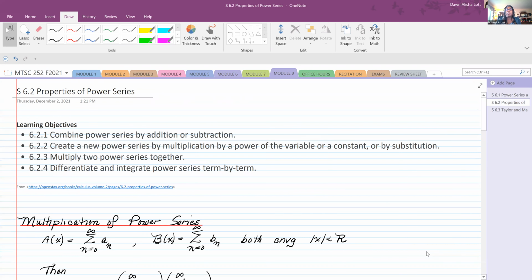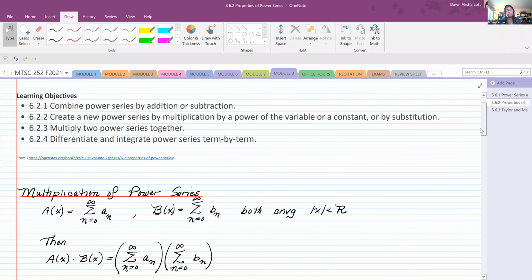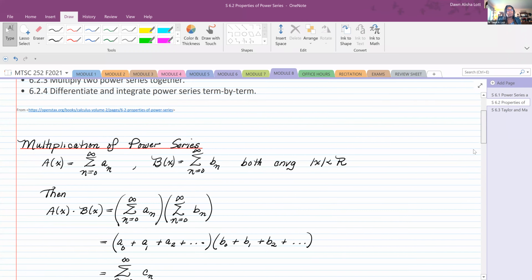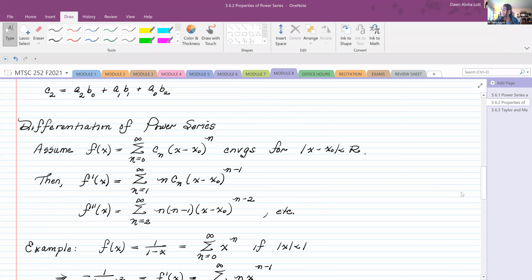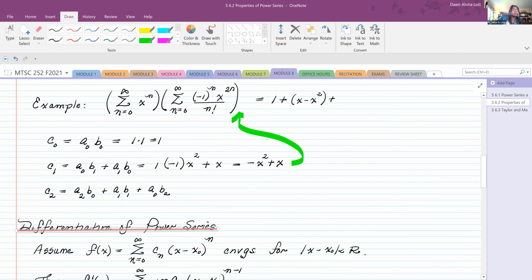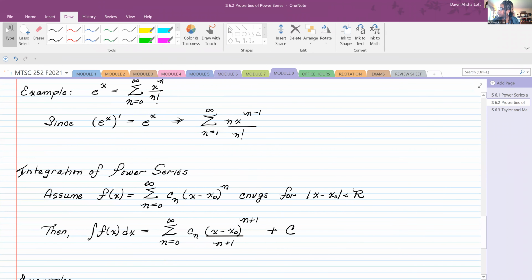Okay, so what we talked about last time was we said you can combine power series. We can add them and subtract them. We can multiply them. We don't divide them at all. We can differentiate them. And then we talked about integrating them as well.